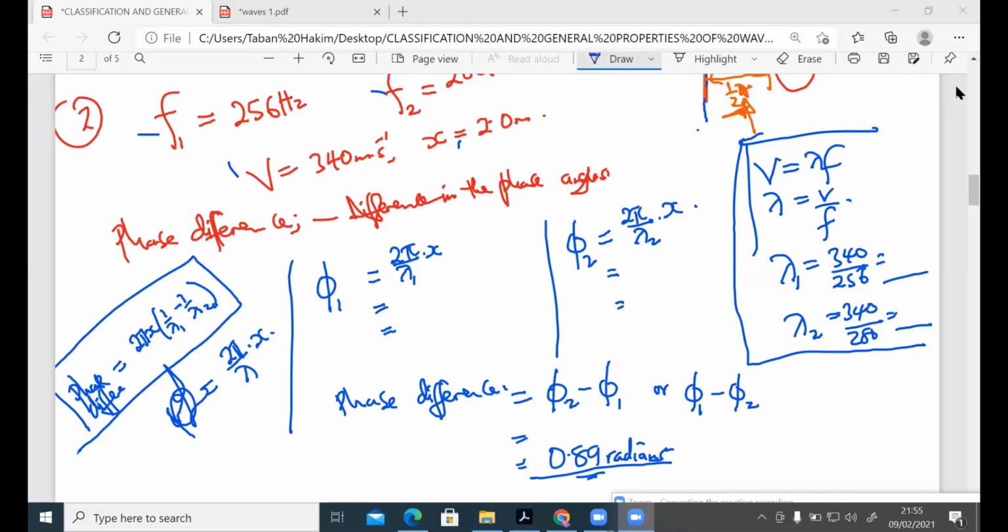Then number 3. The displacement of a wave traveling in the x direction at a time t is given by the equation y is equal to sine 2 pi (0.25 x minus 100 t), where x and y are in centimeters. So this time around, we've been given x and y in centimeters.